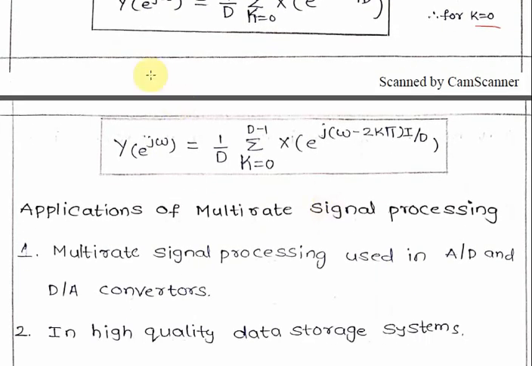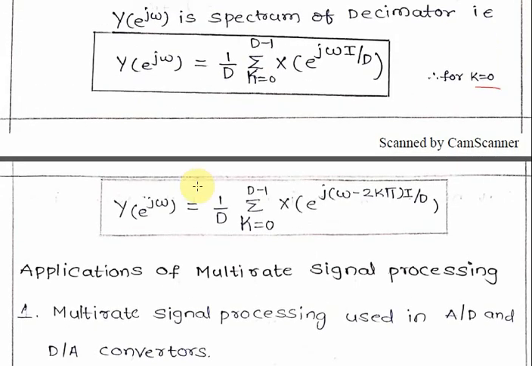Here k takes the integer values 1, 2, 3, 4.